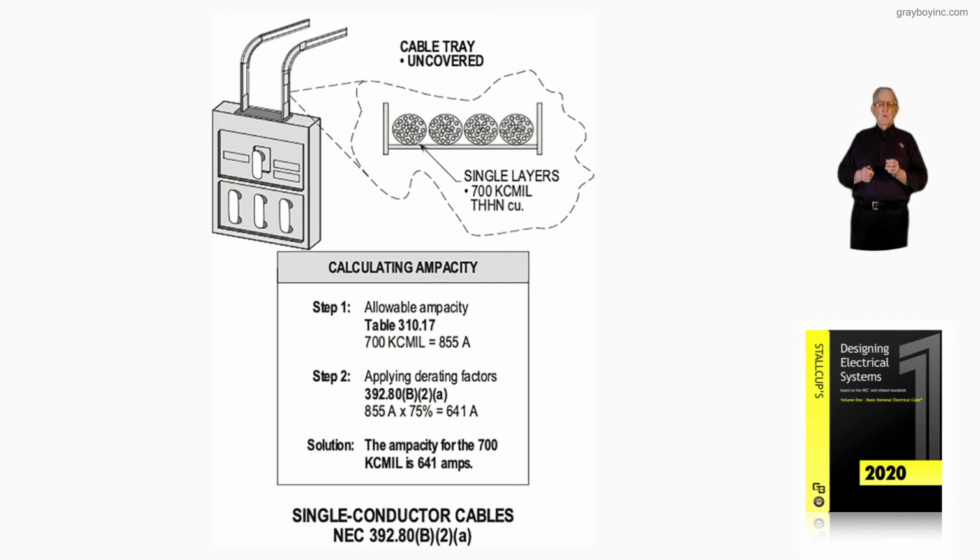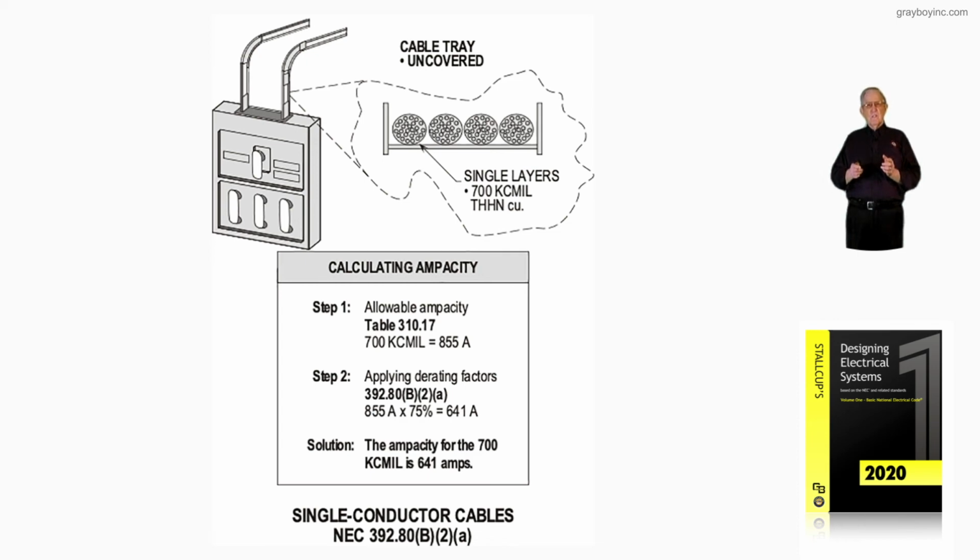392.80(B)(2)(a) requires a 75% derate factor or adjustment factor applied. So 75% of 855 is 641. So in the solution, the answer is the new ampacity for the 700 kcmil conductor is 641 and not 855. And again, it's based upon the cable tray being uncovered as you see in the illustration.